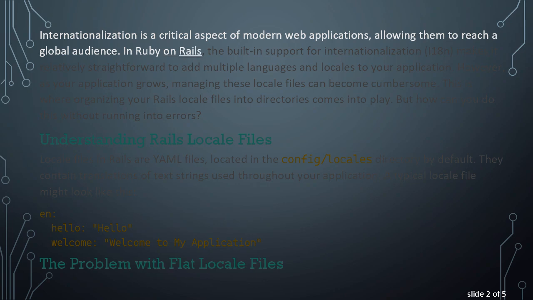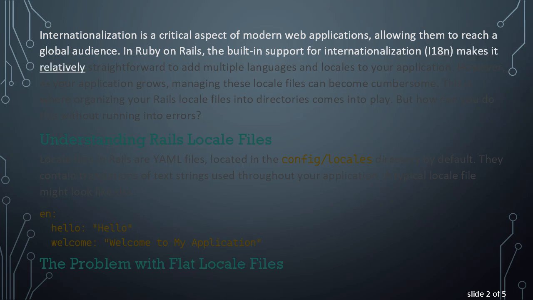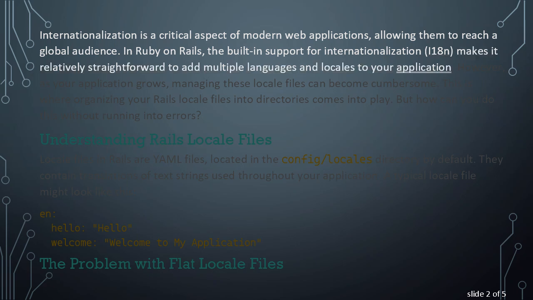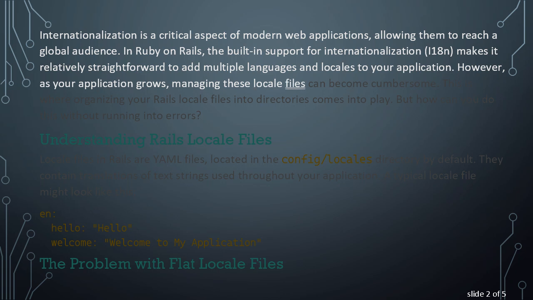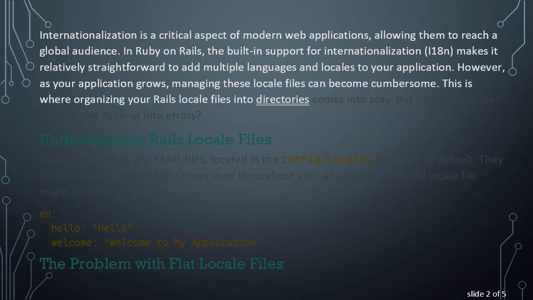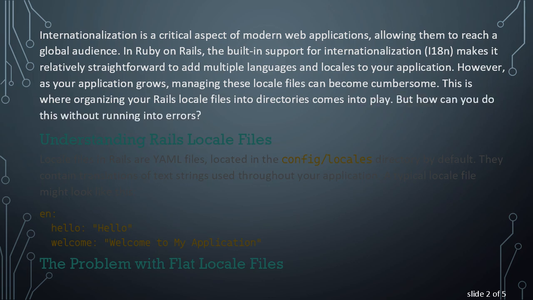In Ruby on Rails, the built-in support for internationalization, I18N, makes it relatively straightforward to add multiple languages and locales to your application. However, as your application grows, managing these locale files can become cumbersome. This is where organizing your Rails locale files into directories comes into play. But how can you do this without running into errors?